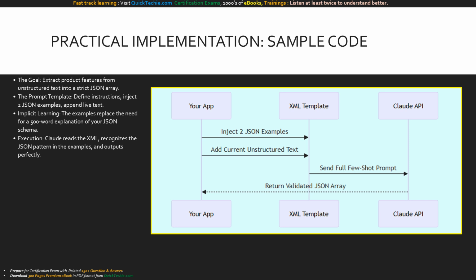Here is the sequence diagram for our code implementation. Your application injects the JSON examples and the live unstructured text into the XML prompt template. The complete package is sent to the Claude API. The LLM processes the template, recognizes the implicit JSON pattern from your two examples, and instantly returns a perfectly formatted JSON array back to your app. The examples completely bypass the need for complex parsing rules.